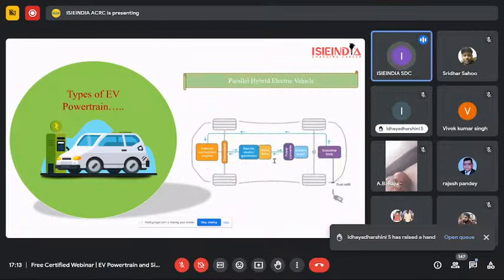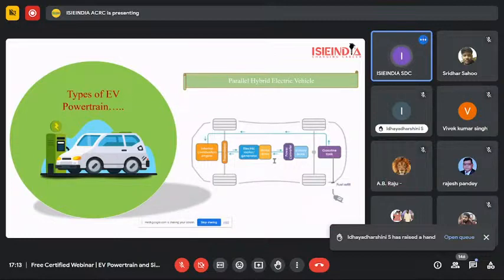Then we will be talking about the parallel hybrid electric vehicles. In the parallel hybrid electric vehicle, you can see here this is a gasoline tank, and this is an internal combustion engine. This internal combustion engine is also connected to the transmission.